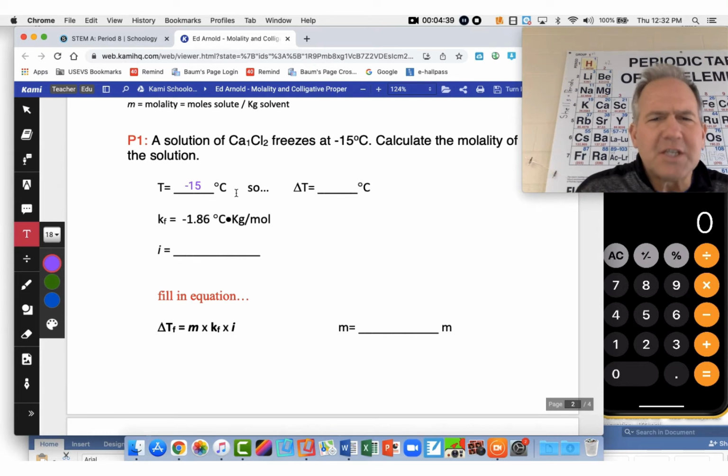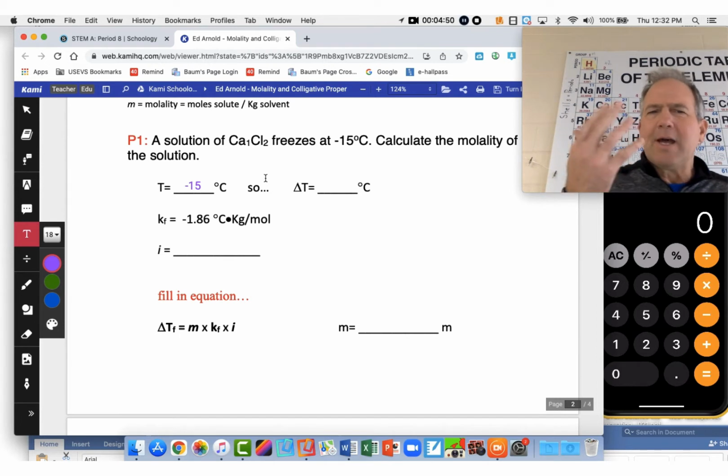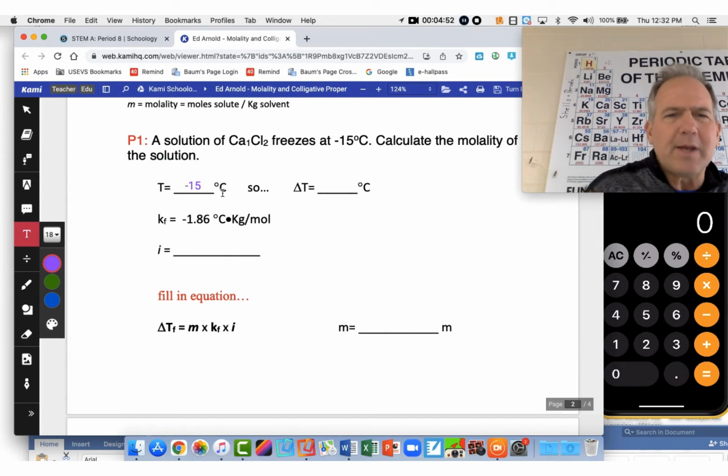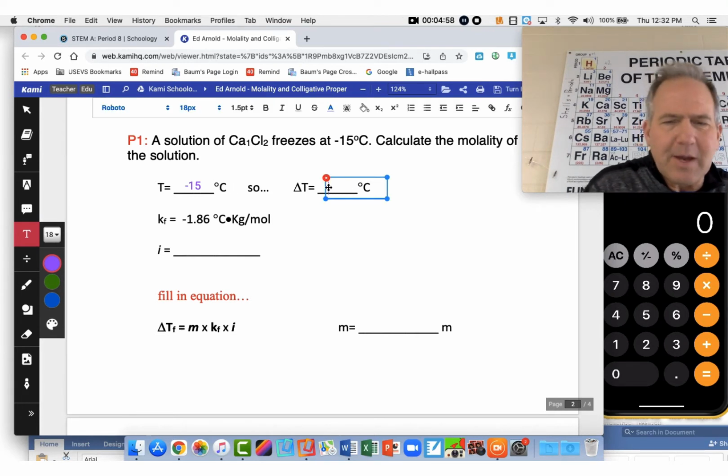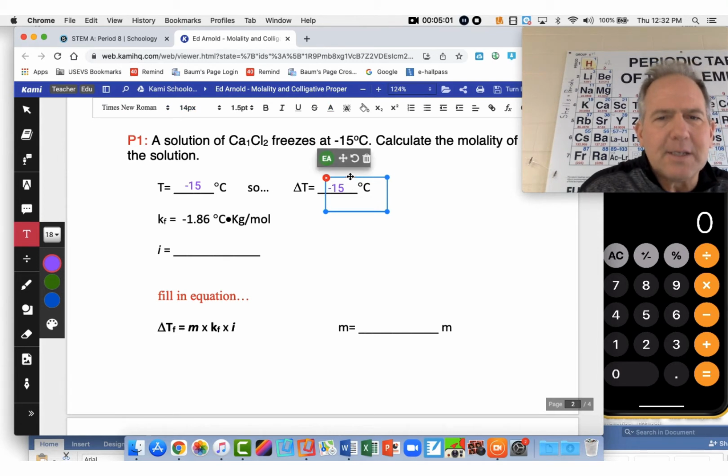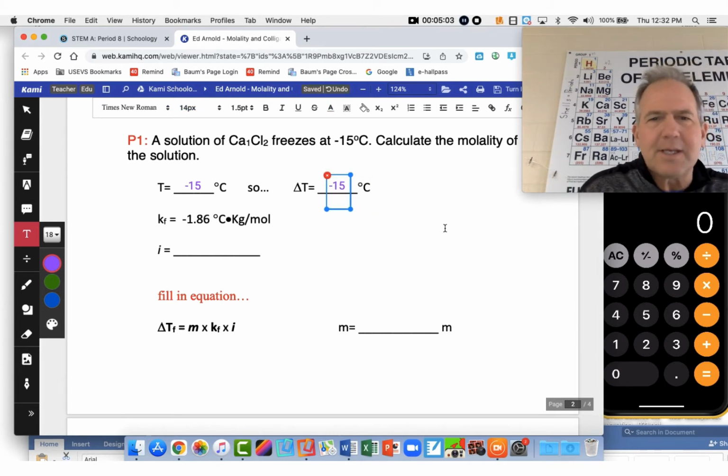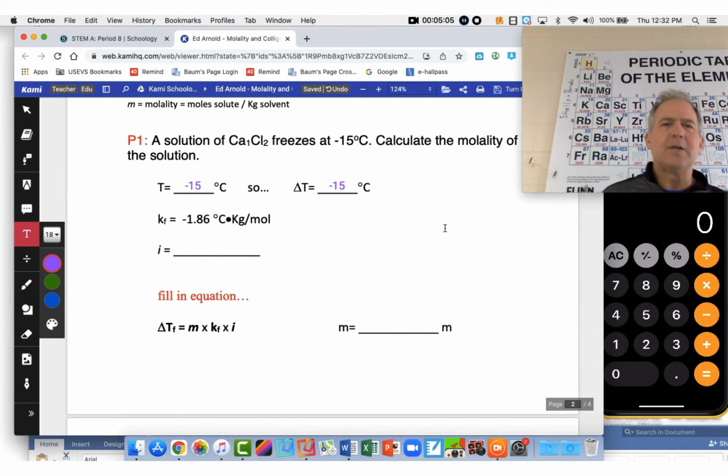What's the change in temperature? You have to ask yourself, when does water normally freeze? This is freezing, right? So when does water normally freeze? Well, it normally freezes at 0 degrees Celsius. So how far is the temperature away from the original? It's 15 degrees. It's the same number. Now, I put that on there because in the boiling one it is not going to be the same number, because water boils at 100. We'll get to that in a little bit. Here's Kf, and Kf is because water is the way it is.